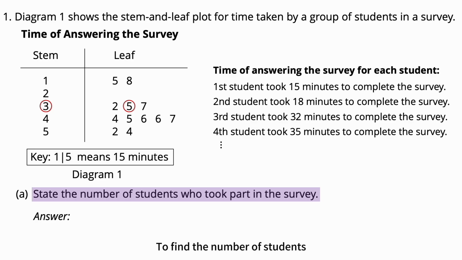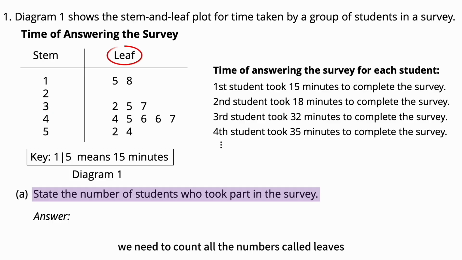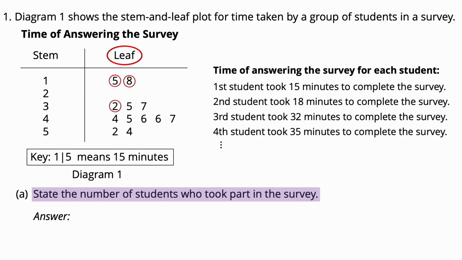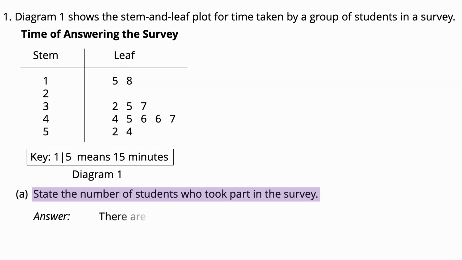To find the number of students who took part in the survey, we need to count all the numbers, called leaves, in the stem and leaf plot. 1, 2, 3, 4, 5, 6, 7, 8, 9, 10, 11, and 12. There are 12 students who took part in the survey.